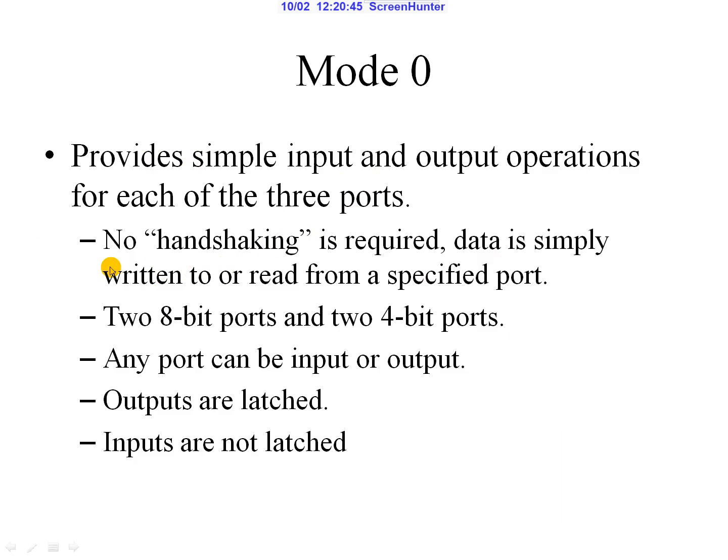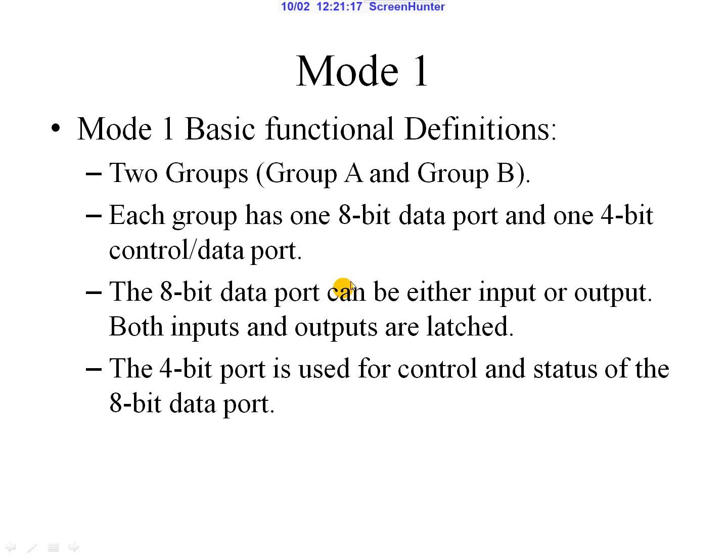So mode 0 provides simple input-output operations for each of the 3 ports. So no handshaking is required. Data is simply written to or read from the specified port. Two 8-bit ports and two 4-bit ports can be used in this particular mode. So one example can be given for this mode at the end of this video. Any port can be an input or output. Outputs are going to be latched and inputs are going to be unlatched in this mode.